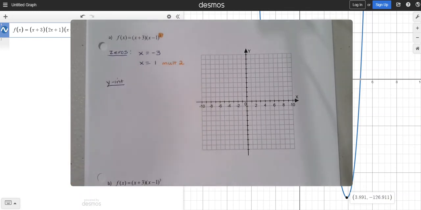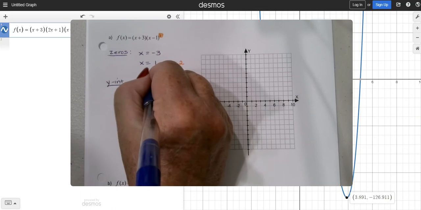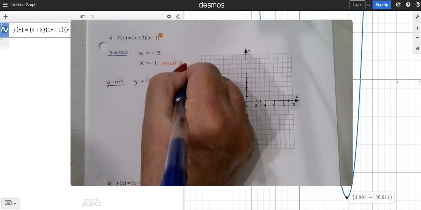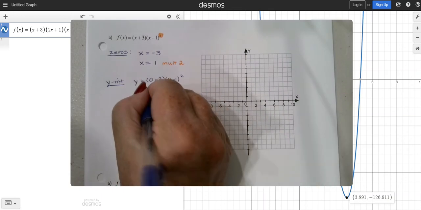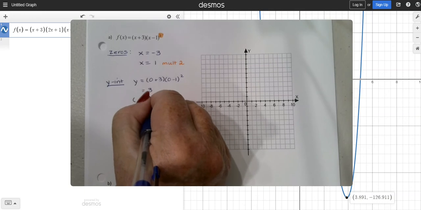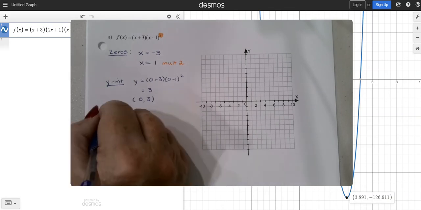The y-intercept. If I just plug in x equals 0, I'll get 3 times positive 1 is 3, and my y-intercept is (0, 3). Our new thing to predict by hand is the end behavior.